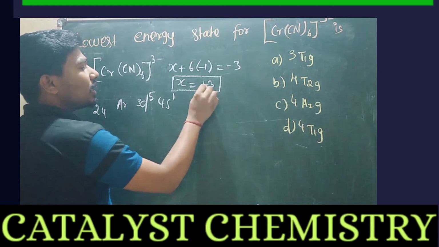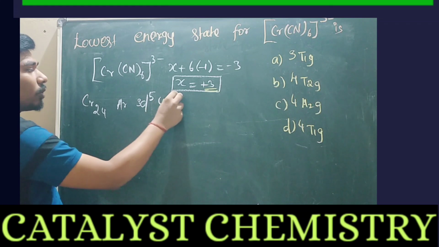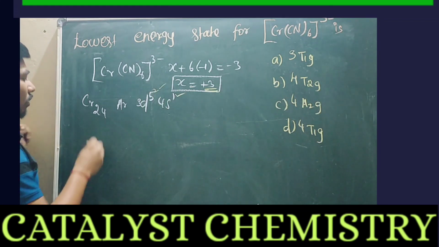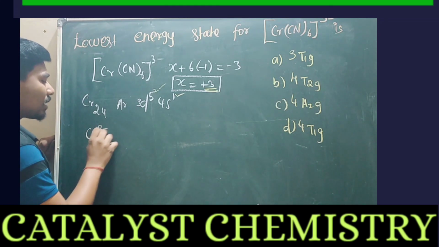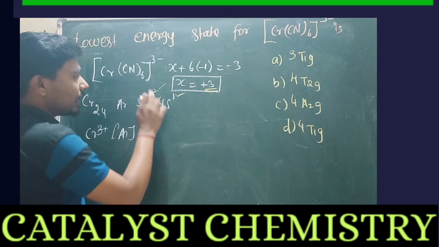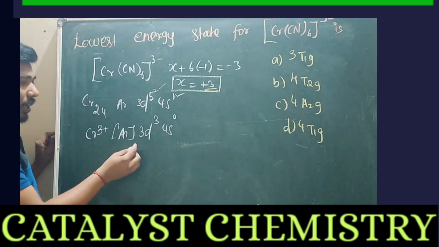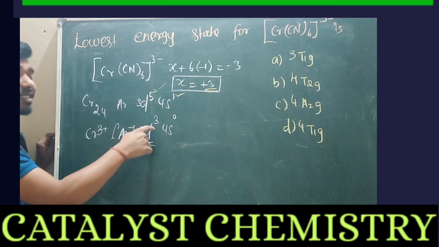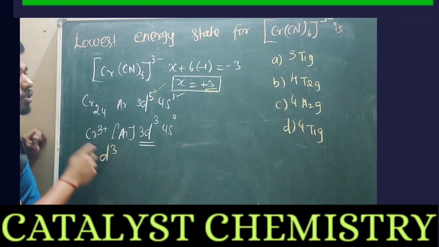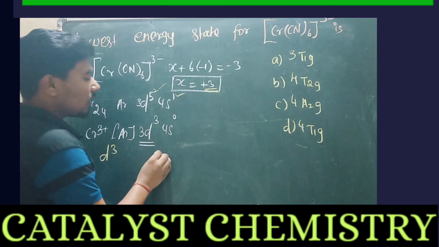So this is the electronic configuration of chromium. Here the metal is in the +3 oxidation state, so we have to remove 3 electrons from the outermost shell, 1 electron from here and 2 electrons from here. So we get the electronic configuration when chromium is in the +3 oxidation state: argon 3d3 4s0. So now we have a configuration, that is 3d3. So in the d orbital we have 3 electrons. Okay, so they have asked us to find the lowest energy term. So it is an octahedral complex.